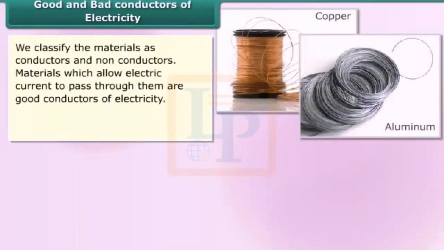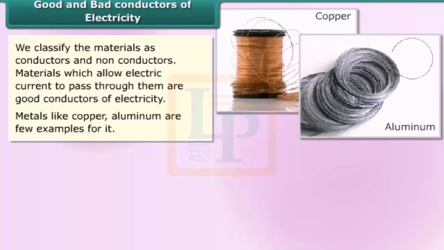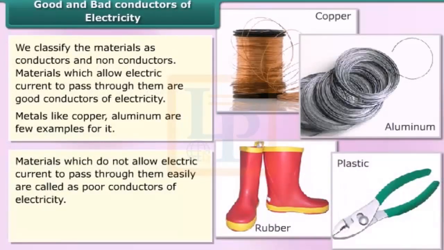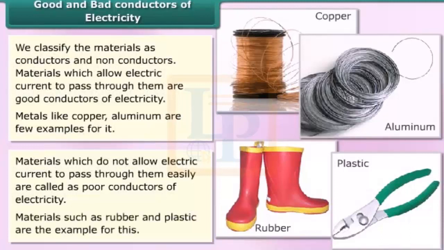We classify the materials as conductors and non-conductors. Materials which allow electric current to pass through them are good conductors of electricity. Metals like copper, aluminium are few examples of it. Materials which do not allow electric current to pass through them easily are called poor conductors of electricity. Materials such as rubber and plastic are examples of this. We use a tester to test the conductivity of materials which are in solid state.